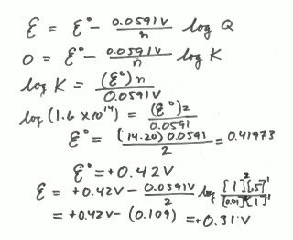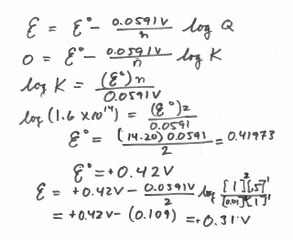Now we can go back and put that potential into our Nernst equation. 0.42 volts minus 0.0591 volts divided by 2, log of the concentrations. The thallium ions and the zinc metal are the reactants, so their concentrations go on the bottom. The thallium metal and the zinc ions are the products, so their concentrations go on top. The thallium concentrations have to be squared. The concentrations of the metals are, of course, 1. And we have to put in the zinc ions and the thallium ions concentration.